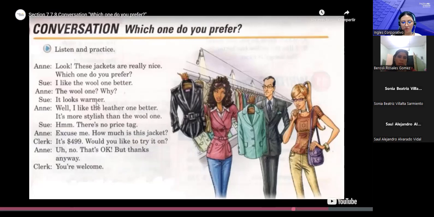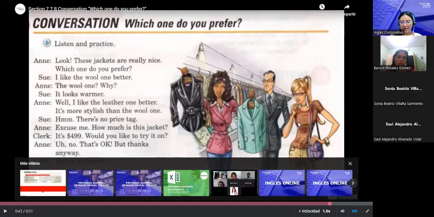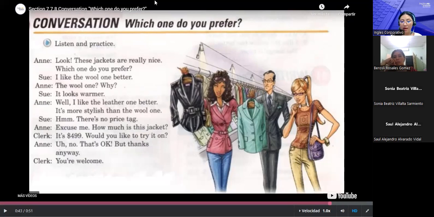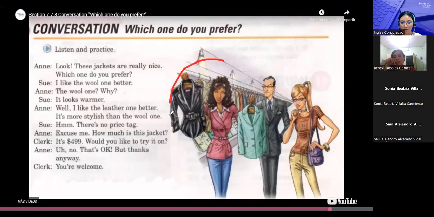You're welcome. Let me stop real quick right here and take a look at the picture. Can you tell me, class, where are these people? Where are they at? Where are they? Are they at the store? Store. That is a store.